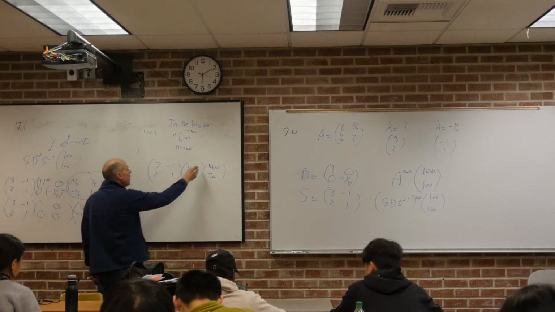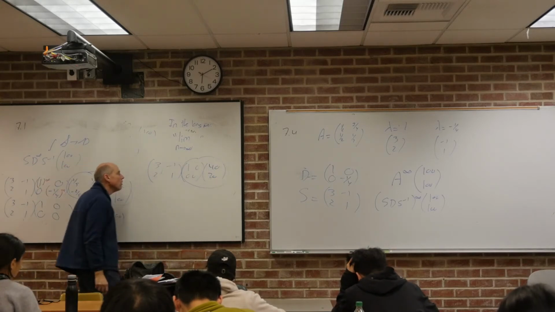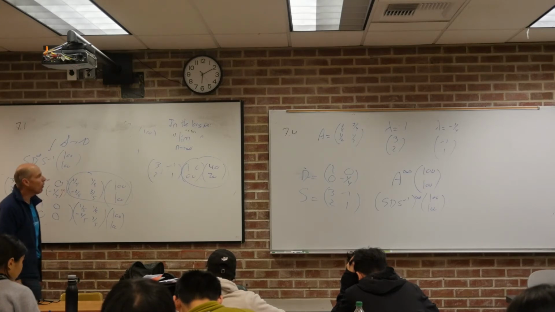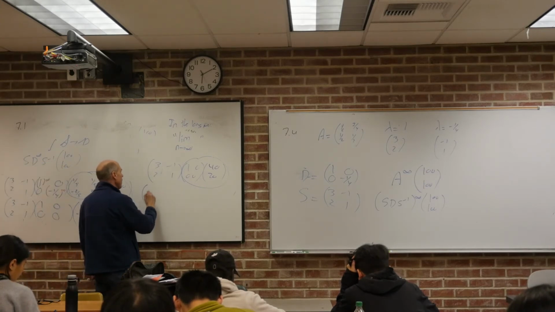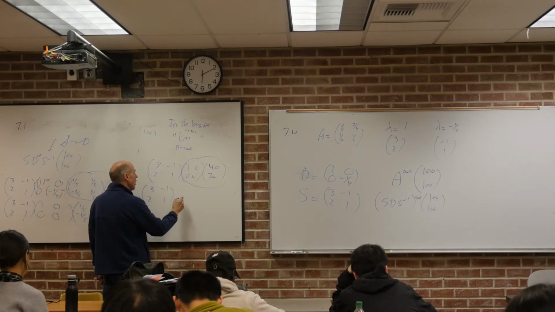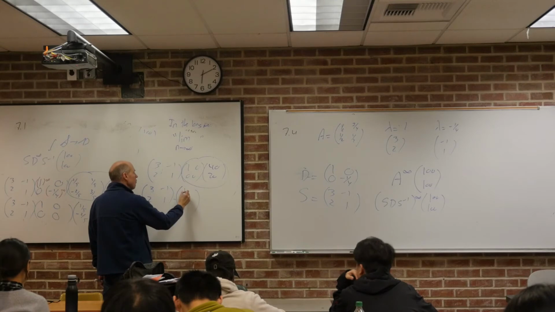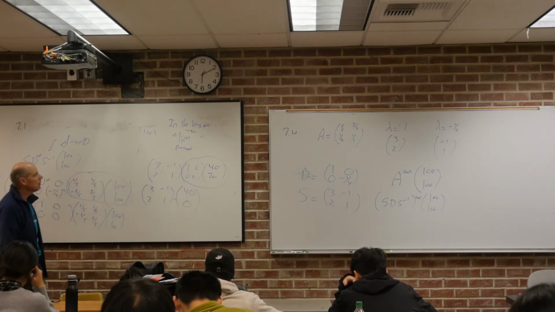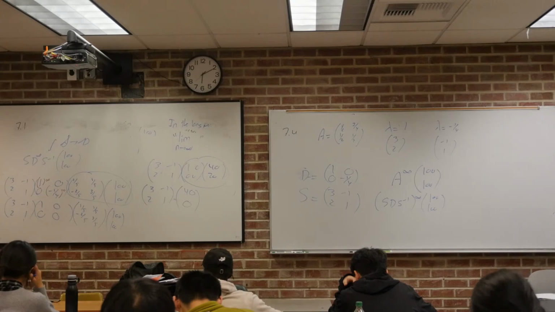Then what am I going to get when I do this? The 1, 0, 0, 0 times the 40, 20 gives 40, 0. That's just going to keep the 40 and zero out the 20.